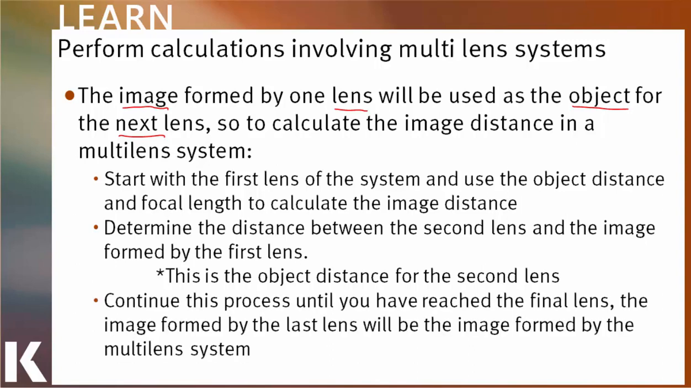Again, you're going to use the image from the first lens as the object for that second lens. And then rinse and repeat. Keep going and doing this over and over again for every lens in that system. So if you had a third lens in the system, you would use the image from the second lens as the object for that third lens, and so on and so on.